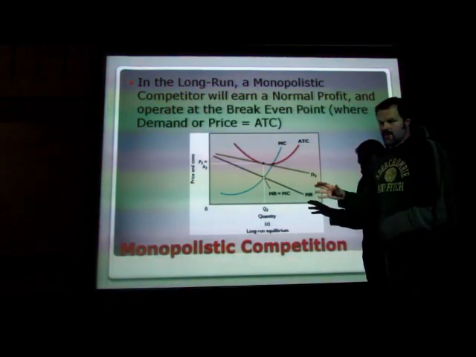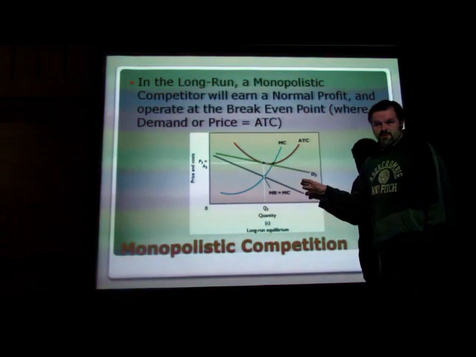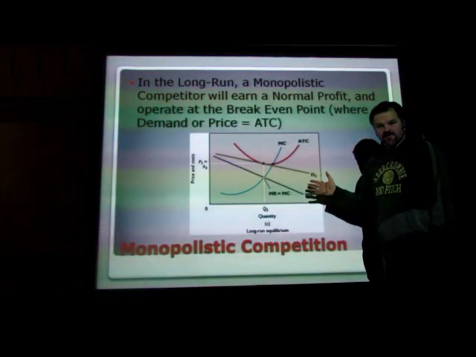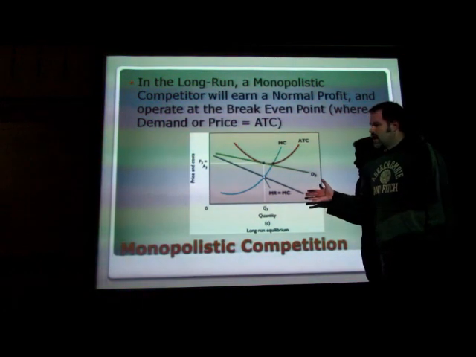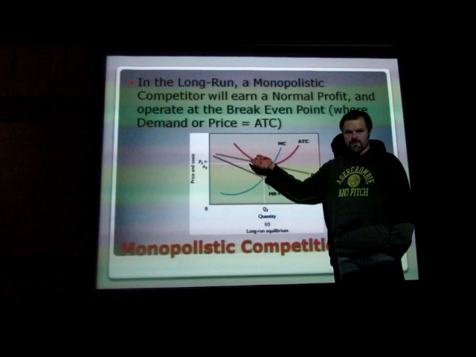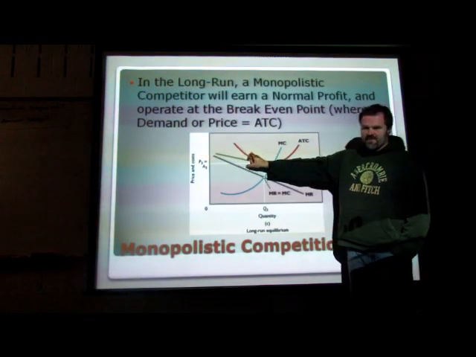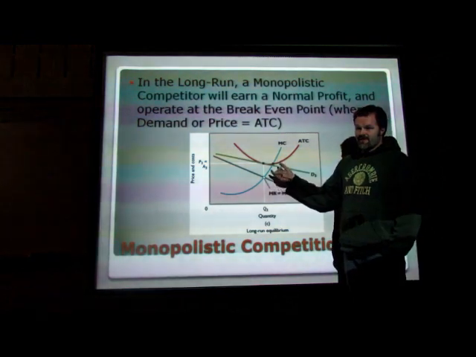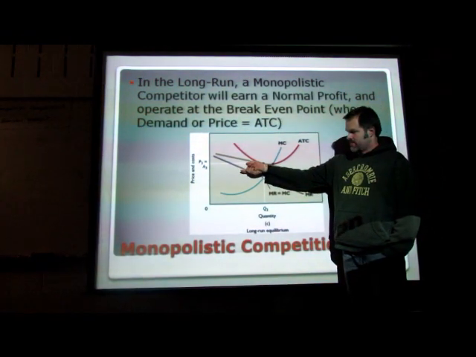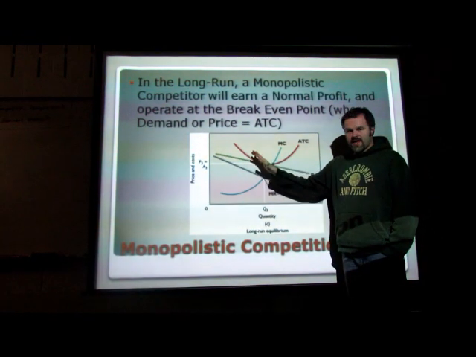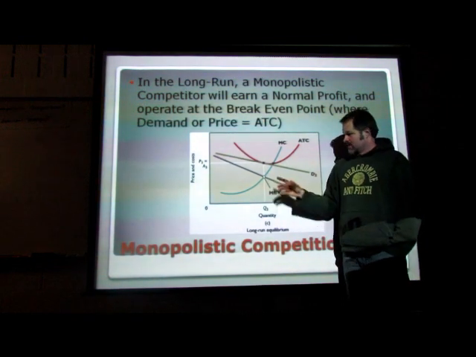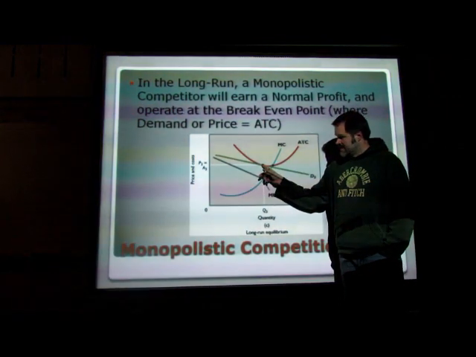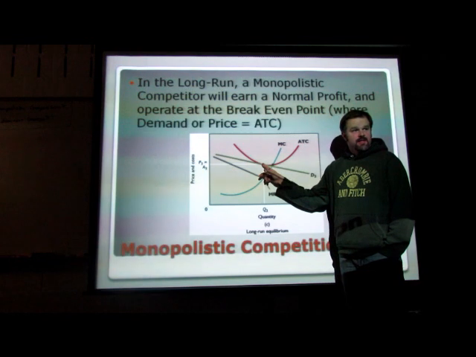So in the long run, because there's so many firms and because there's few barriers to entry, other firms are going to enter if there was a profit. Remember, we have the green profit box there, it's gone. Other firms are going to leave if there are losses. We have the red loss box down here, that's gone. And in the long run, demand is going to be equal to ATC.